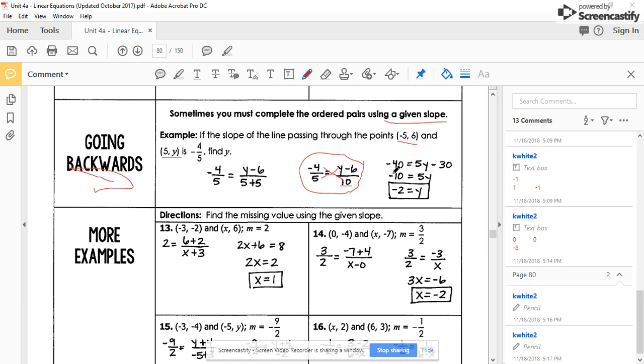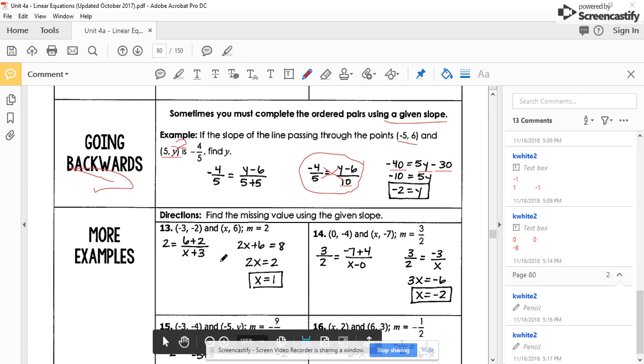-4 times 10 is -40. 5 times y minus 6 we need to distribute, which is where we get 5y minus 30. Adding 30 to the other side gets us -10, and then dividing by 5 gets us -2. So y is -2. And you could always go back and test it. You could replace this y over here with -2, and then if you really wanted to, go back and do the slope formula again and see, does it get me -4/5?